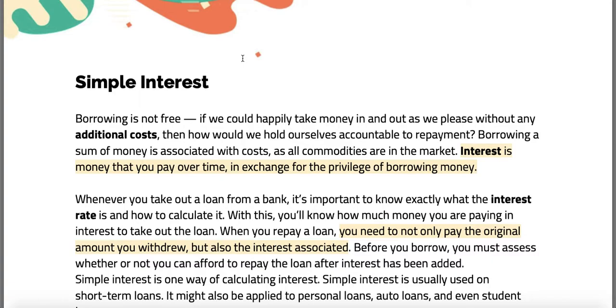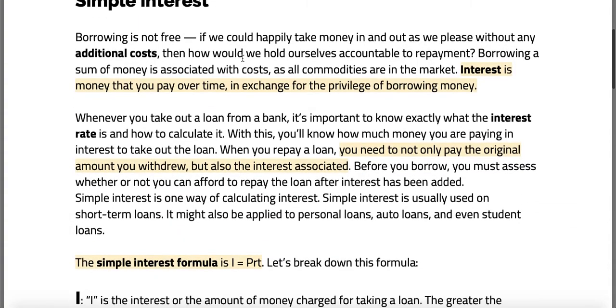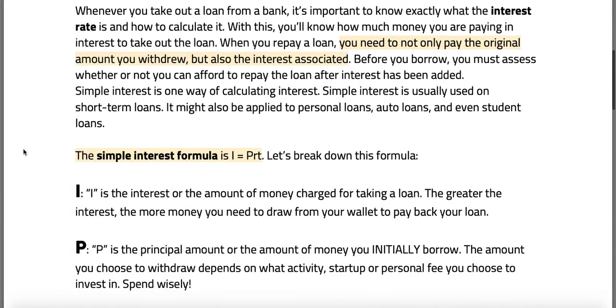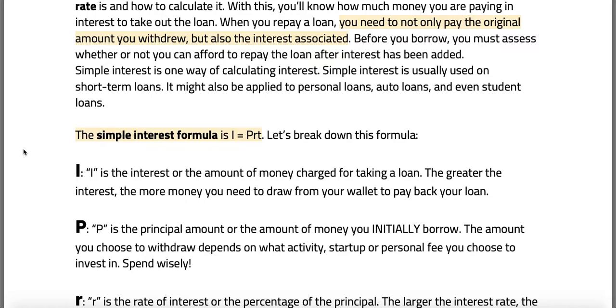Now the first way is simple interest. Simple interest is often used with applications such as car loans or, for example, personal loans, etc. Essentially, any short-term loan, sometimes you'll see simple interest being used. Now, the formula for simple interest is I equals PRT.